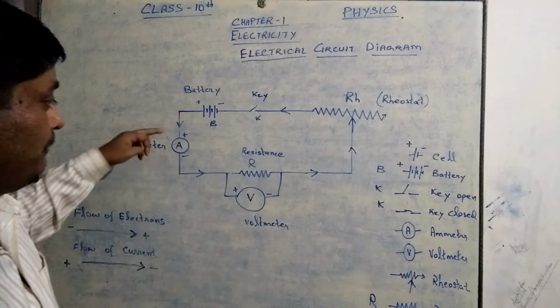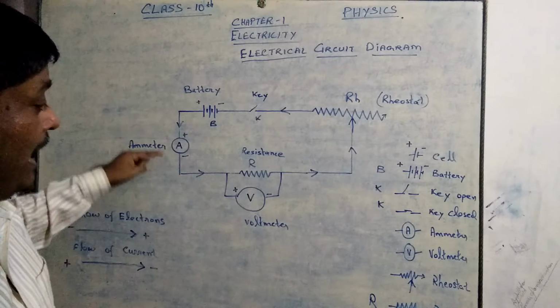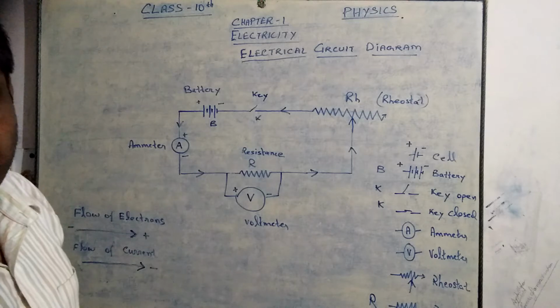I again repeat, the positive end of the ammeter is always connected to the positive end of the battery, and the negative end of the ammeter is always connected to the negative end of the battery.